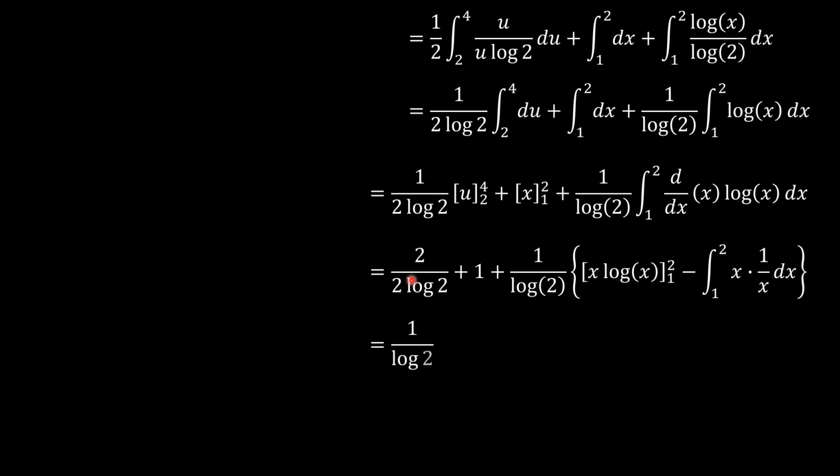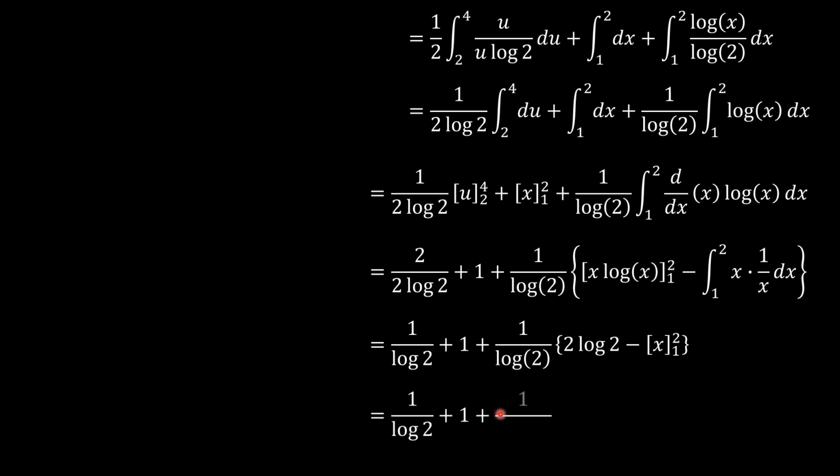So we have the 2's cancel here. We have 1 over log 2 plus 1 over log 2 of, on the upper limit, 2 log 2 minus 1 log 1, which is just going to be equal to 0, minus the x with limits 1 and 2, so 2 minus 1 is just equal to 1. So we have 1 over log 2 plus 1 over log 2 times (2 log 2 minus 1).